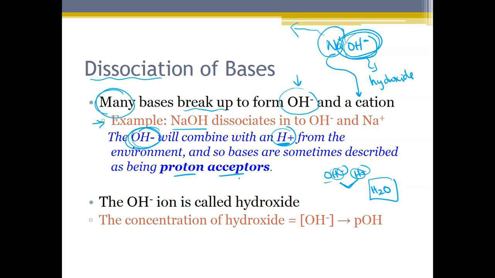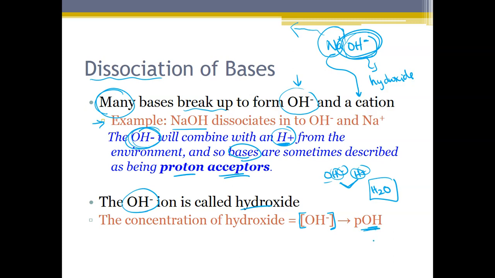So if a compound or a molecule takes up a proton, sticks a proton to it, it's considered a proton acceptor, and that makes it a base. Again, that OH minus ion is called hydroxide. And we can, just like with pH and the concentration or the molarity of the hydronium ion, we can figure out the molarity of the hydroxide ion, and we can use that to calculate pOH.